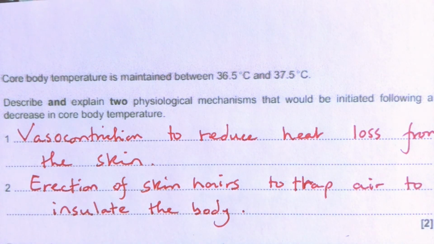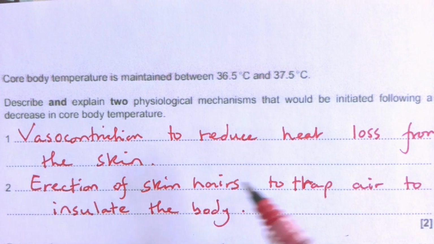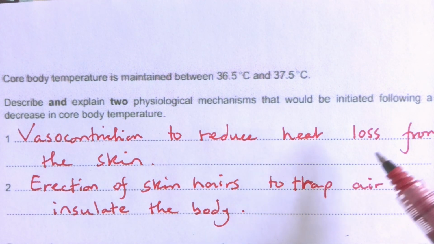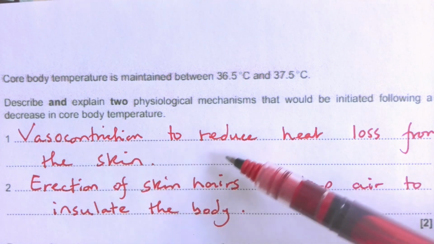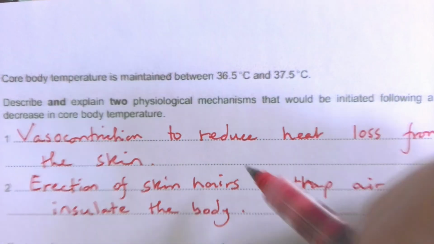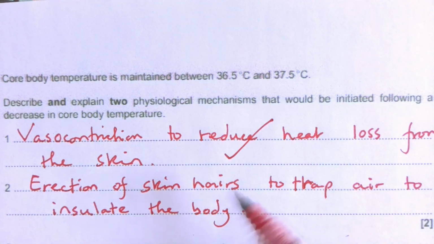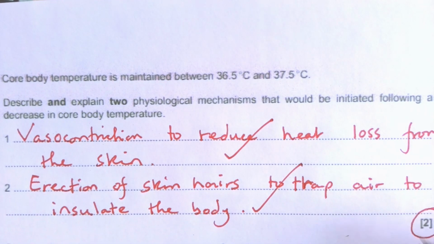There's my two answers. Now let's have a look. If I was an examiner, what I would be doing here, I'd be looking at these and I'd be going, describe and explain two physiological mechanisms that would be initiated following a decrease in core body temperature. So vasoconstriction describes, to reduce heat loss from the skin, explains. So I'd be going tick, 1 mark. Second, erection of skin hairs is the description. To trap air to insulate the body, tick, 2nd mark. I'd be entering to the system 2 marks for this question. If you got 2 marks for the question, very well done. And thank you very much for listening.